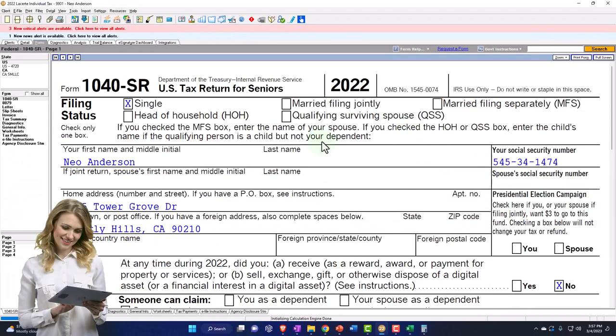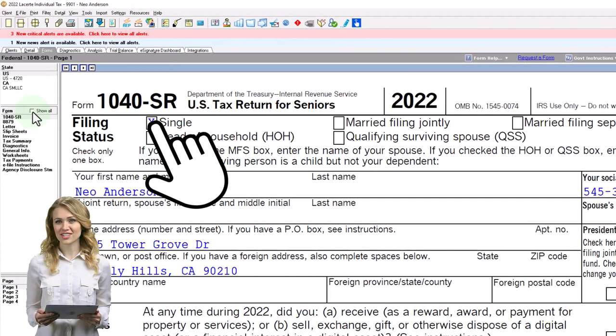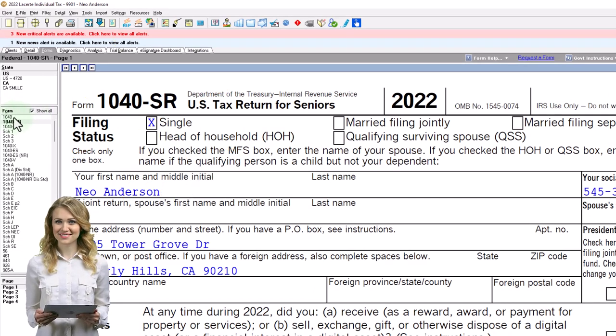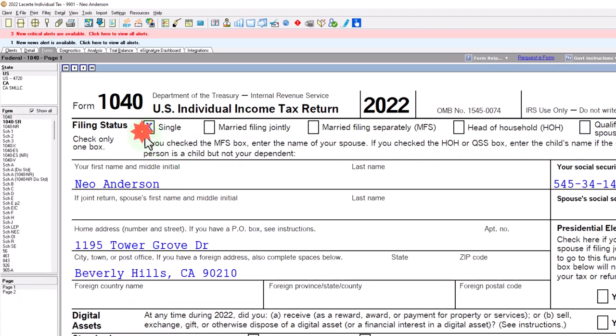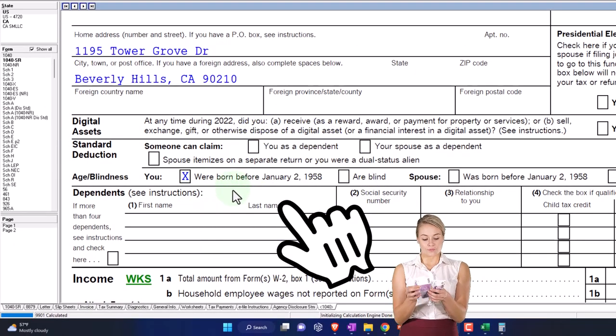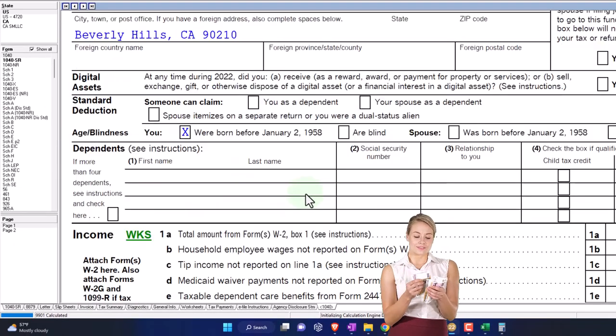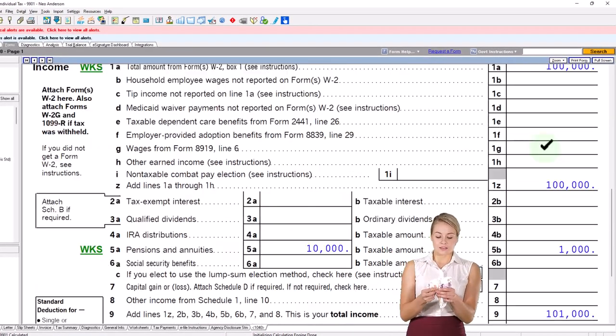All right, jumping back on over. Now I'm in the tax form 1040SR, because they're in the retirement years, but I like to still look at the 1040 sometimes, just so we can see the same format. So I'm going to look at the 1040. It says we're single. Now we've got Mr. Anderson, and here it says born before January 2nd, 1958.